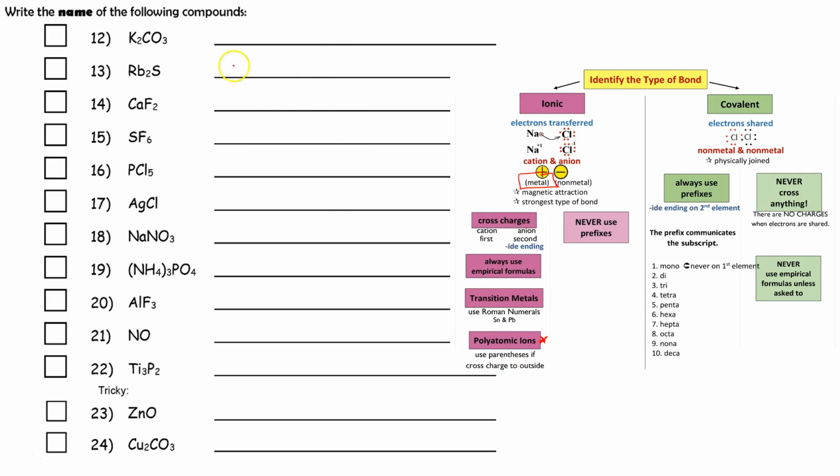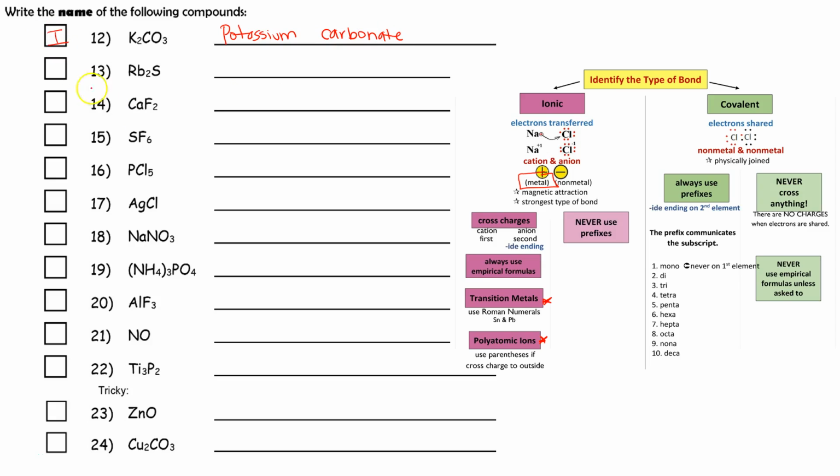So what we're going to do is we're going to name the cation. So that's potassium. Do we need a Roman numeral? The answer is no. We only use Roman numerals with transition metals or tin and lead. So no Roman numeral. Now we have a polyatomic ion, and we're going to just name it. So the name of that polyatomic ion is carbonate. Done.